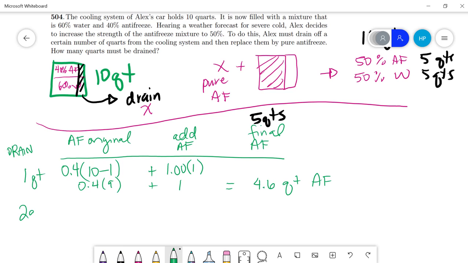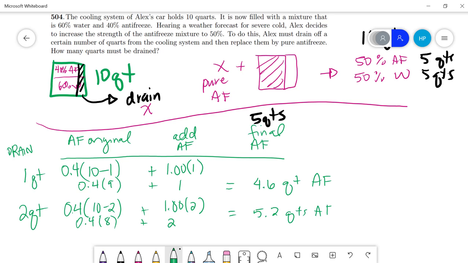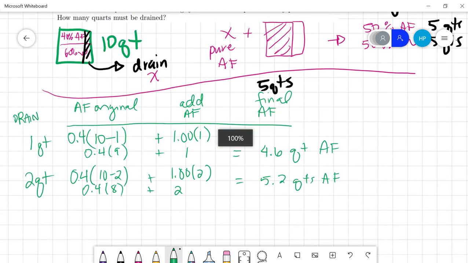Let's suppose we drain 2 quarts. Well, then how much antifreeze do we have? We have 0.4 times 10 minus 2 of the original stuff, plus 100% of 2 quarts added in for the 2 quarts we drained off, so 1.00 times 2. So that's going to be 0.4 times 8 plus 2, equals 3.2 plus 2, that's going to give me 5.2 quarts of antifreeze. Now that's higher than the 5 I'm looking for. But now I can start to see a pattern.